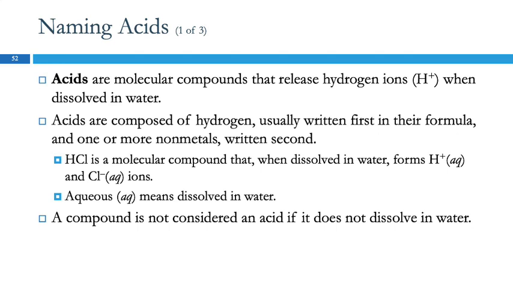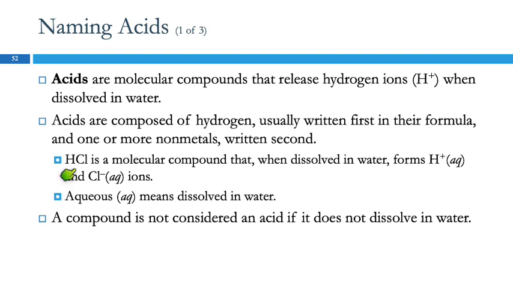So there's a group of molecular compounds that have a special system of naming, and these are called acids. So an acid is a molecular compound, but when you dissolve it in water, it ionizes and makes hydrogen ions. So that means that acids are composed of hydrogen and 1 or more other nonmetals. The hydrogen's always written first. Whatever else is written second.